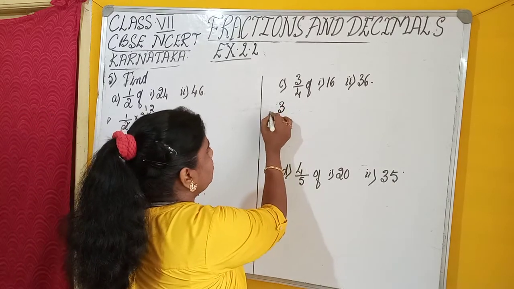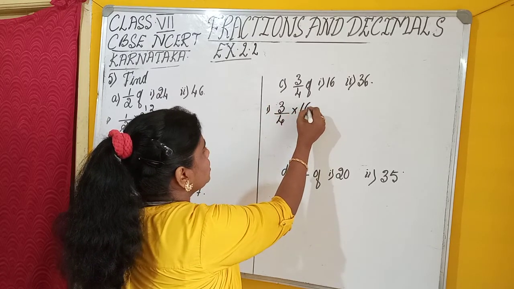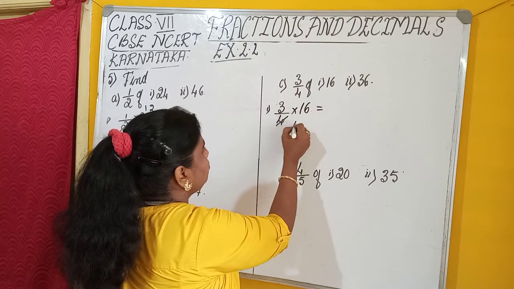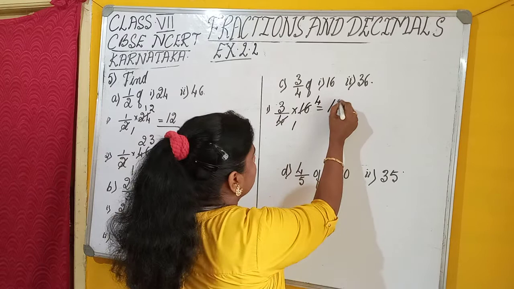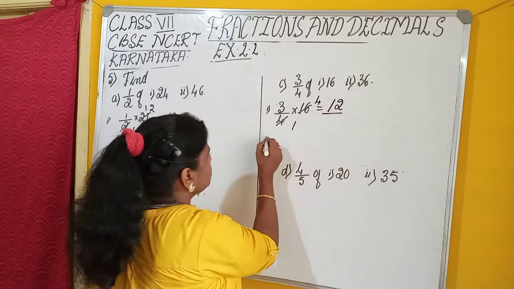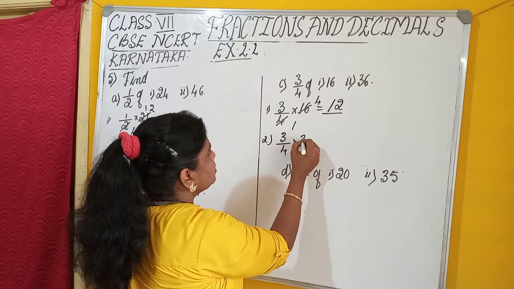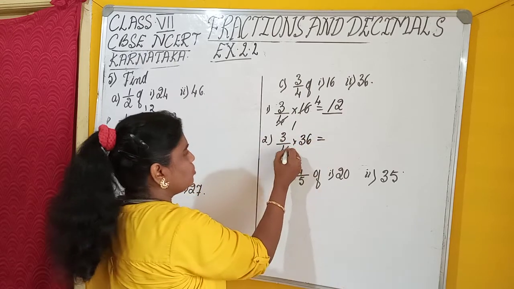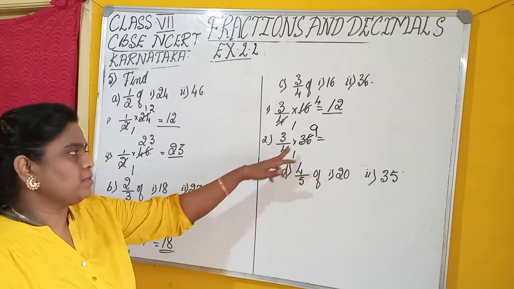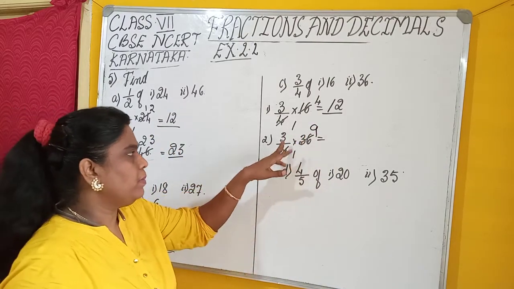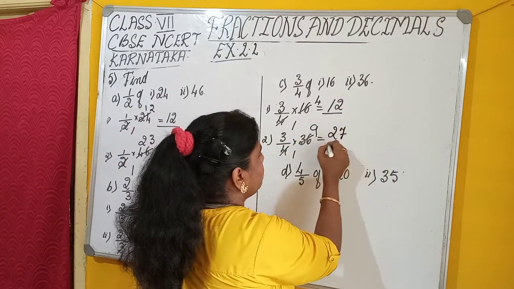Next, 3/4 of means into 60. That is equal to 4 ones are 4, 4 fours are 16, 4 threes are 12. Next, 3/4 of 36, that is equal to 4 ones are 4, 4 nines are 36. We are dividing 36 by 4 and then multiplying 3 into 9, that is 27.